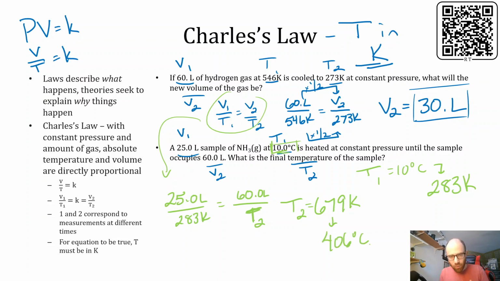So it's really important to walk out of here thinking temperature in Kelvin, temperature in Kelvin. Note that for this problem, the volume went from 25 to 60, so it's a little over double. The Celsius temperature went from 10 to 400. That's not double. That's not a little more than double. That's a lot more than double. The law is only valid if you're using Kelvin temperature.